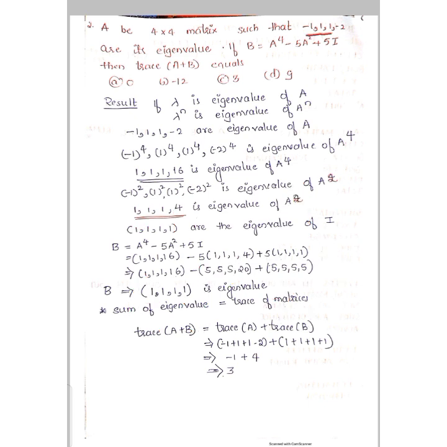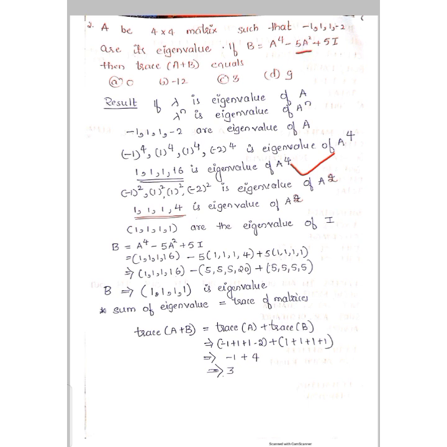Similarly, 1 is also an eigenvalue of your A, so 1 raised to 4 becomes an eigenvalue of A raised to 4. Similarly, 1 is also an eigenvalue of A, so 1 raised to 4 also becomes an eigenvalue of A raised to 4. Minus 2 is an eigenvalue of your A, so minus 2 raised to power 4 becomes an eigenvalue of A raised to 4. So the eigenvalues of A raised to 4 are 1, 1, 1 and 16, since 2 raised to 4 is nothing but 16.